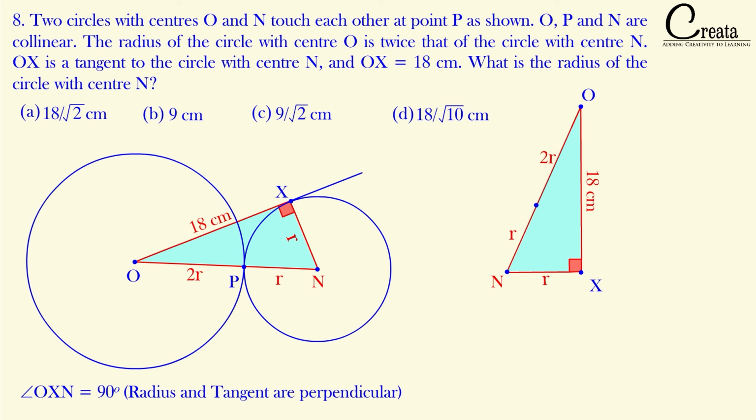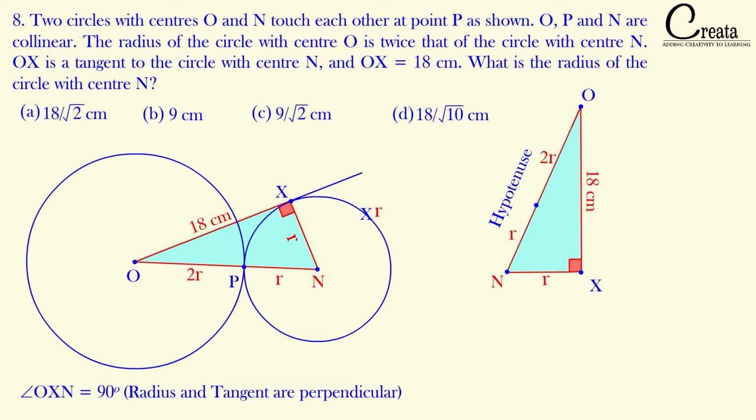Once we get a right angle triangle in any figure, we can apply the Pythagoras theorem and also the trigonometric ratio formula. Here we will go with the Pythagoras theorem. Here ON is the hypotenuse, as the hypotenuse is the side opposite to the 90 degree angle. Here this is the 90 degree angle, and this is opposite to it. So ON is the hypotenuse for this triangle.